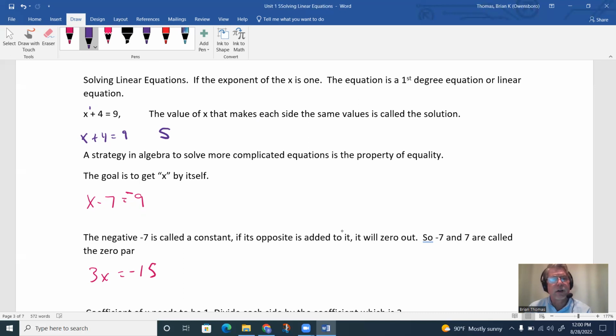So 5 is going to be called the solution. We have this word, solution. The solution is the value of the variable, in this case the value of the x, that makes each side the same value.